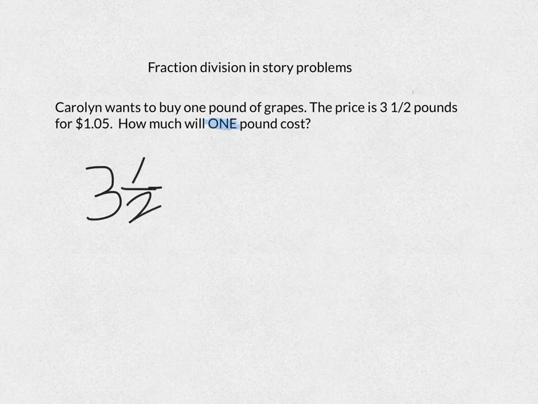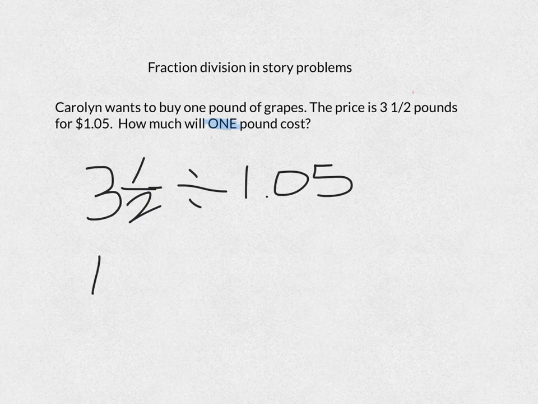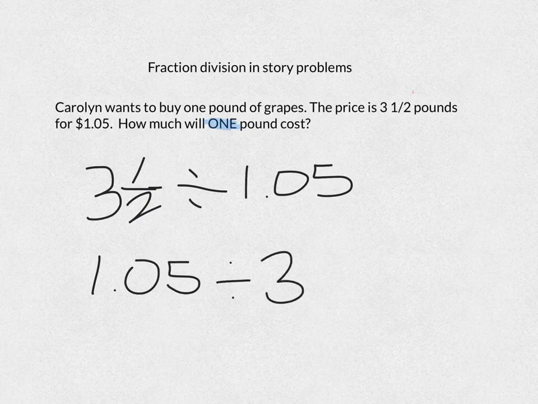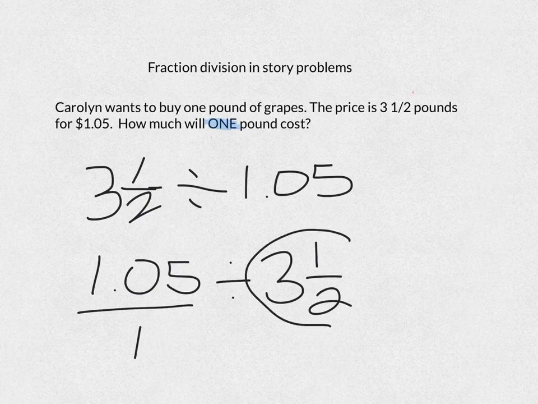Most of us will write 3.5 divided by the $1.05. Well, that's not quite right. What we need to do is $1.05 divided by 3.5. And to continue the problem, this is simply 105 over 1. And we would convert this fraction. This would be 3 times 2 is 6, plus 1 is 7, 7 halves. And so our problem, I'm running out of room here, I apologize.